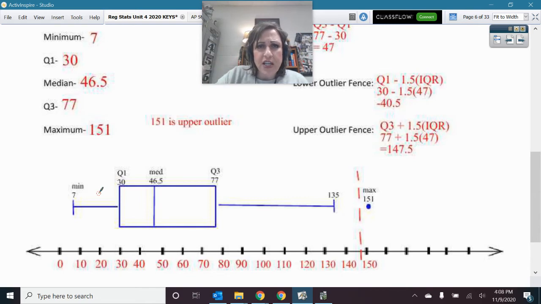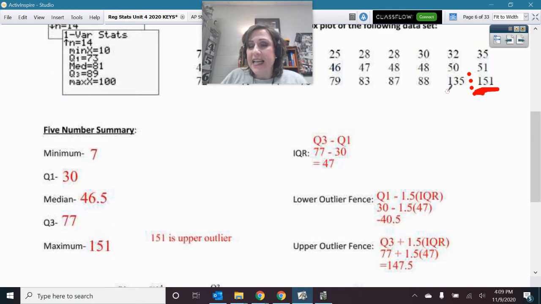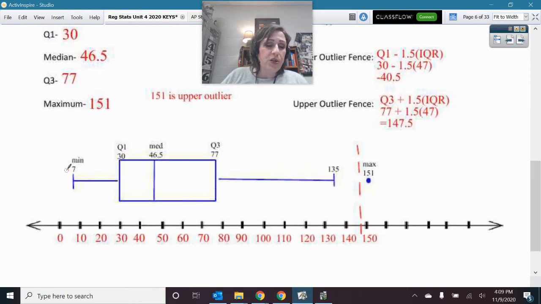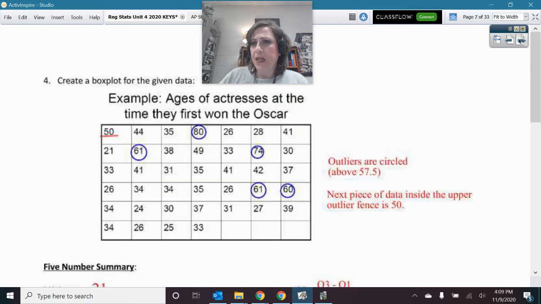The whisker will not touch the dot. It will not even go past the fence. It doesn't touch the fence. Doesn't go to the dot, doesn't even touch the fence. It goes to the next piece of data inside the fence, which is 135. So there is where my whisker goes to, and I do go to the whisker down there at that minimum. So there's that, and label, label, label. Don't forget your labels, and that's how you make a box plot.